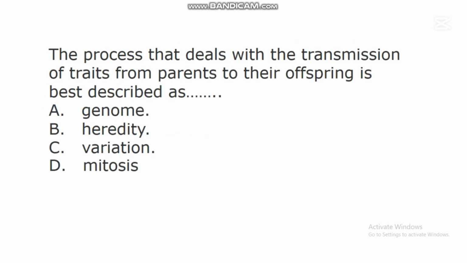The next question says, the process that deals with the transmission of traits from parents to their offspring is best described as dash. A. Genome. B. Heredity. C. Variation. D. Mitosis. In this question, the correct answer is B.